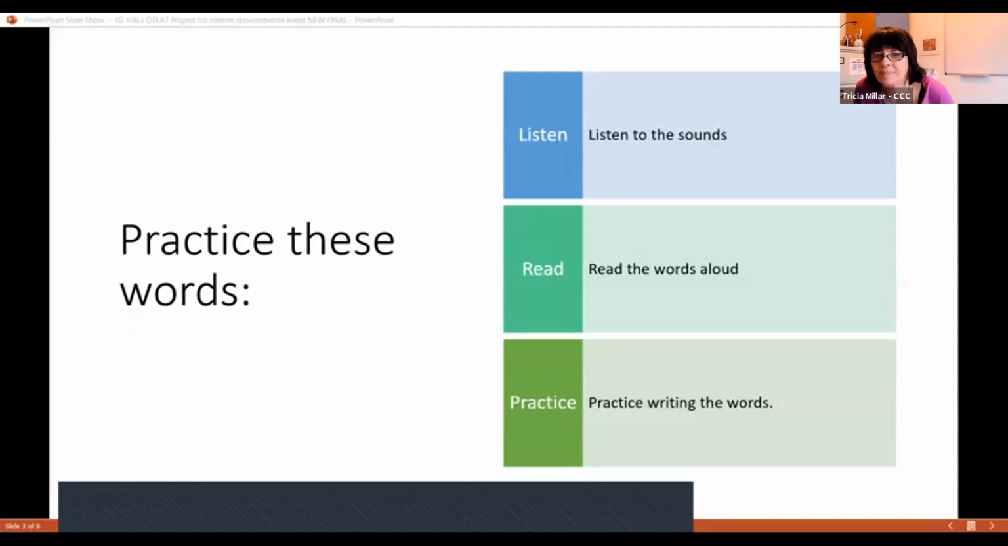One of the benefits of creating an audio resource is that you can give learners really clear instructions and they can listen to the instructions a couple of times to make sure that they understand. So this is part of the audio PowerPoint that I made for the spelling list, and I asked the learners to practice these words. They needed to listen to the sounds, read the words aloud, practice writing the words.